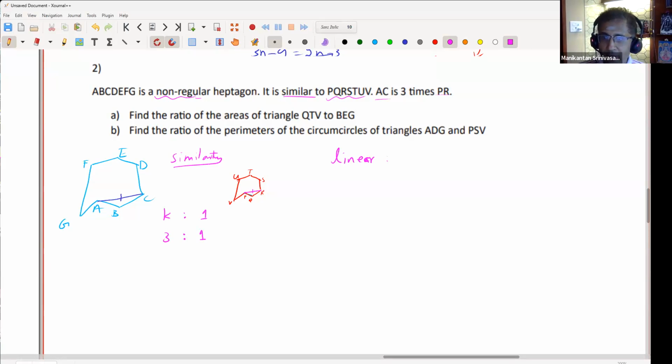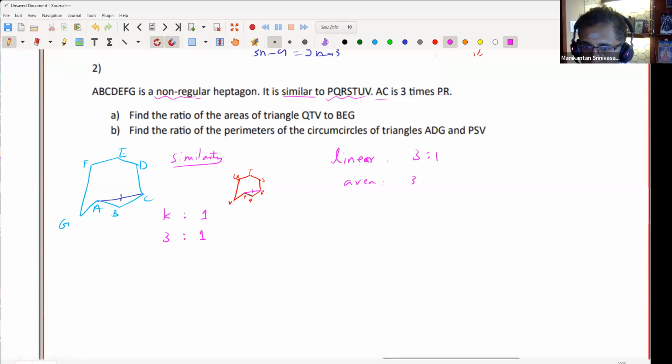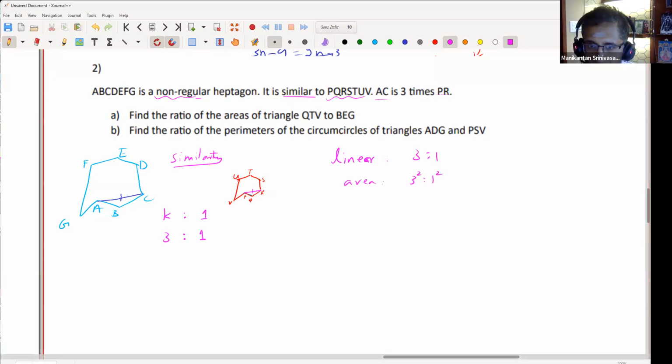I've given AC and PR because they are corresponding lengths, like I said. So any linear ratio will be in the ratio 3 is to 1. Any area will be in the ratio 3 square is to 1 square. Any volume ratio will be in the ratio 3 cubed is to 1 cube. Okay, now what is the first question?